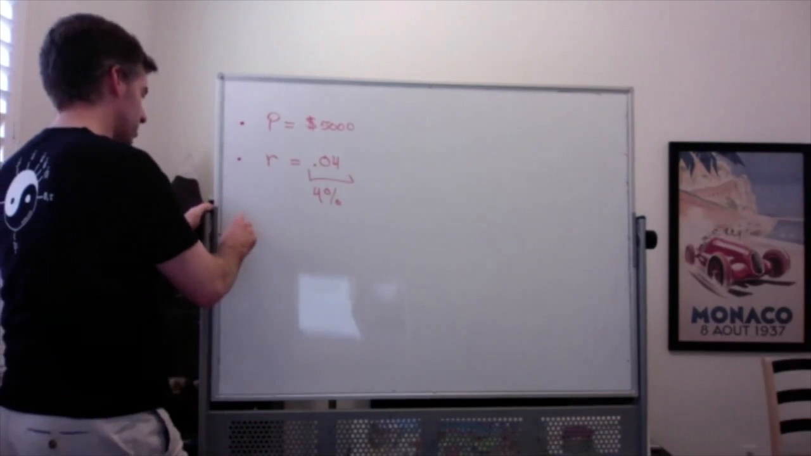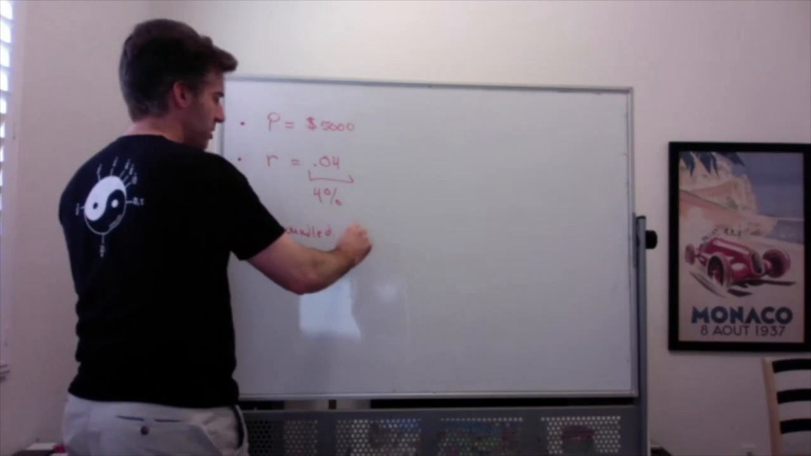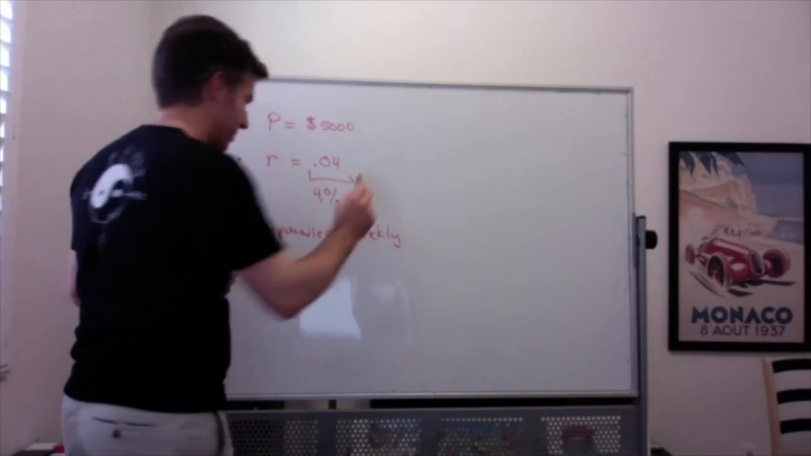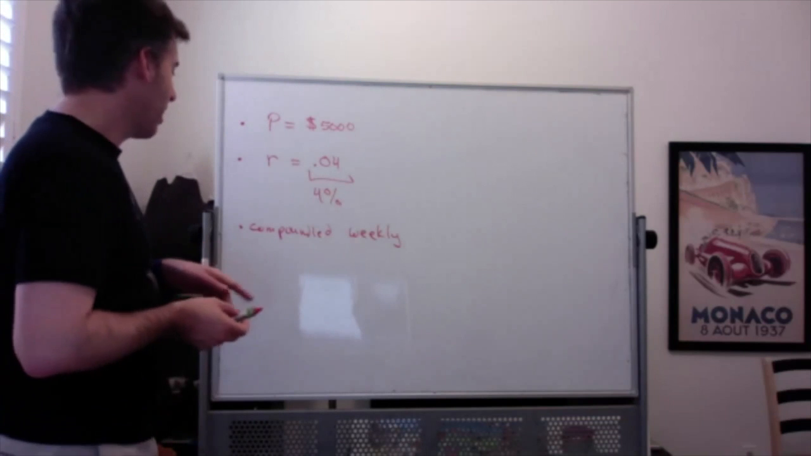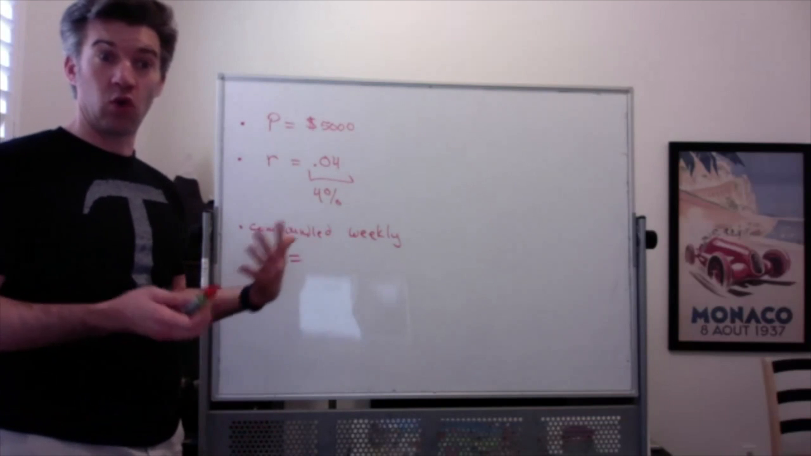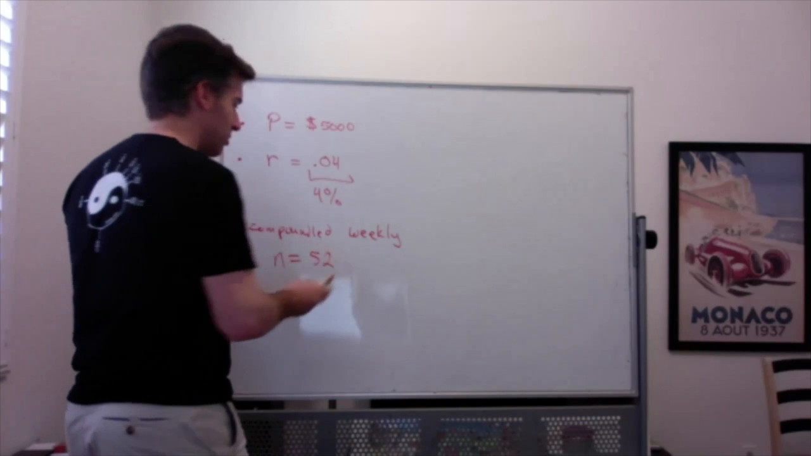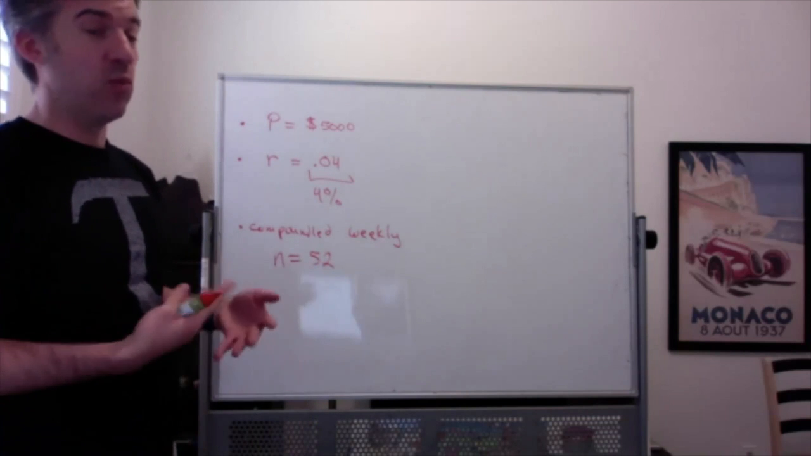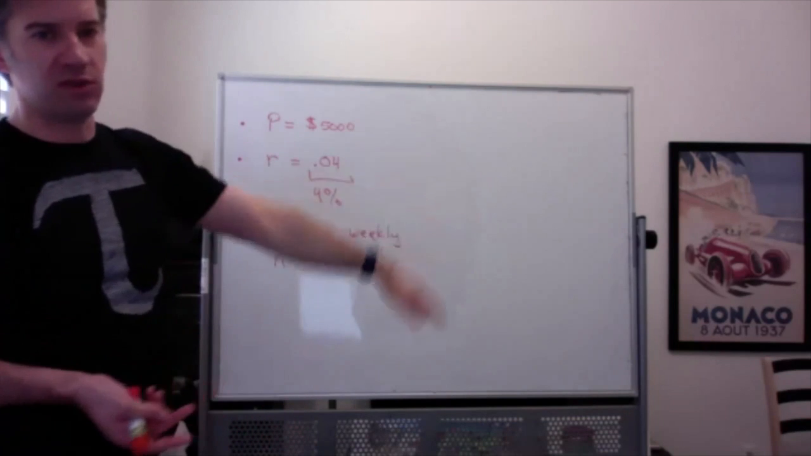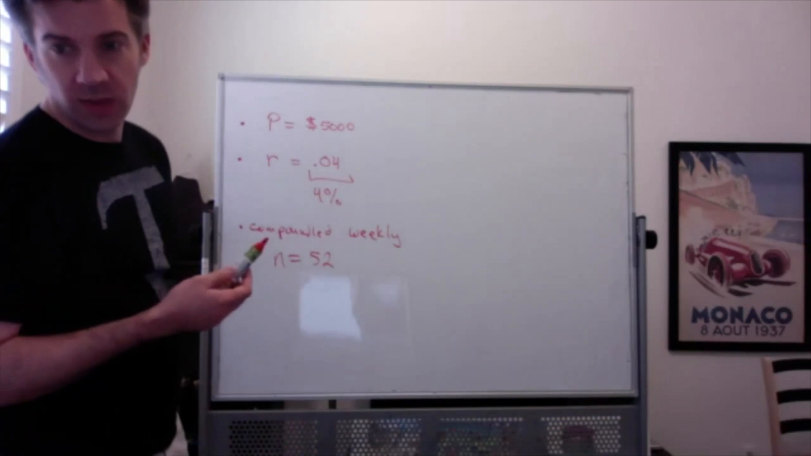Compounded weekly. So compounded weekly, not W-E-A-K, it is W-E-E-K-L-Y. And that's a terrible not pun, really. Compounded weekly means N equals how much? How many times are we compounding per year? Well, I would say 52. Technically, there are 52 weeks and 1 day in a year, unless it's a leap year and it's 52 weeks and 2 days. But we typically just say 52 weeks. We don't say 52 and 1/7. That would be silly.